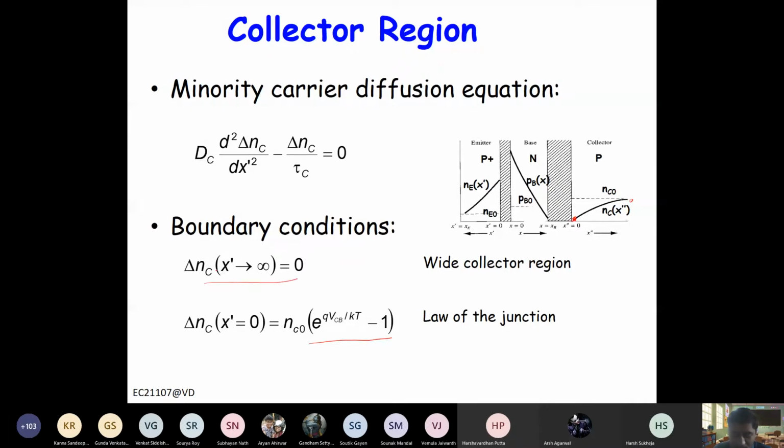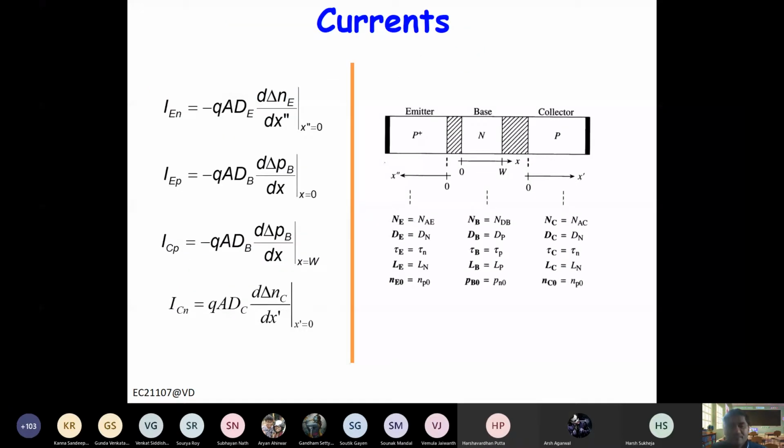This is 0. So delta n is 0. Please recall this delta n is 0. That means n equal to n_C0 here. So based on this profile, we can write the equation of current.